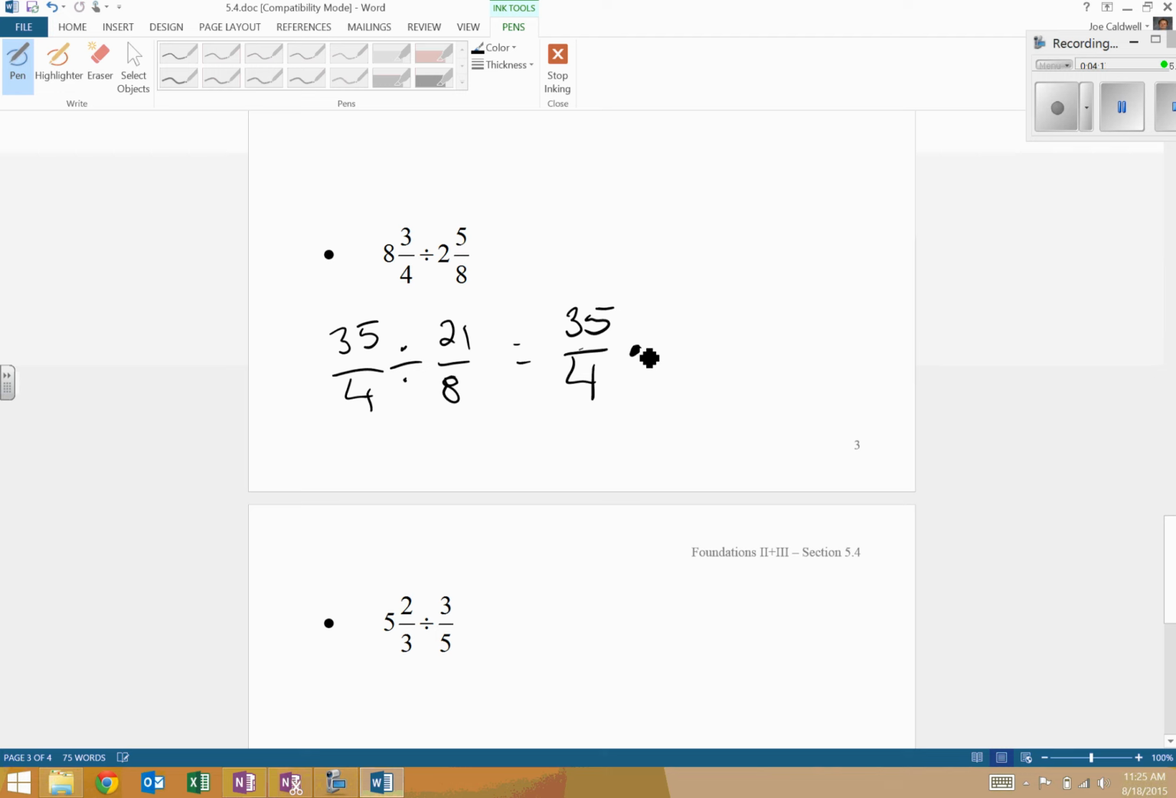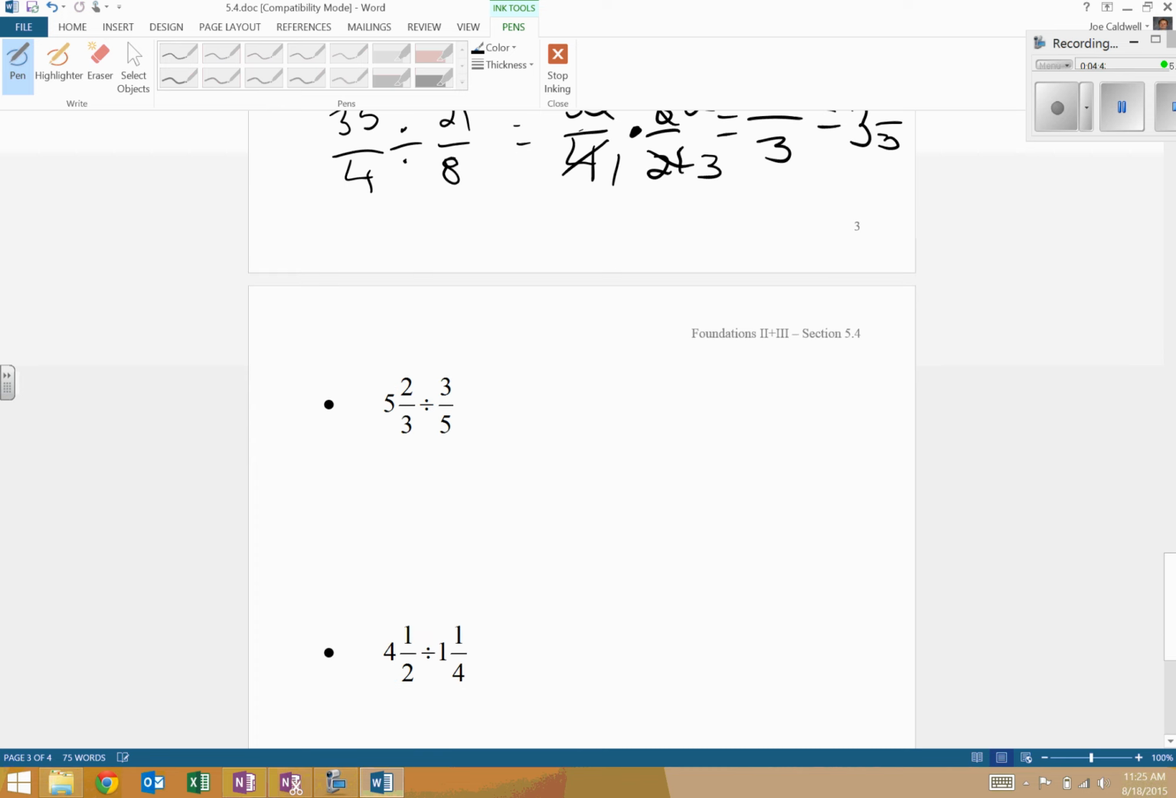Switch the sign here to multiply, flip the number, and we do have some reducing. 4 goes into 4 once, 4 goes into 8 twice. And actually we have some reducing over here. 7 goes into that 3 times, 7 goes into that 5 times. So we have 10/3, which would go 3 and 1/3. So my difference there is a little extra step: just change to improper and then do the flipping.